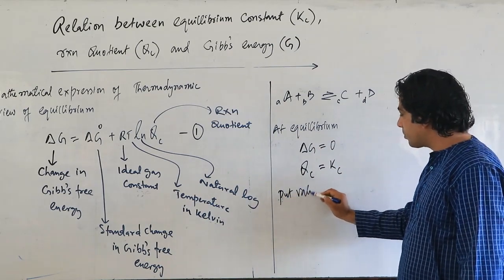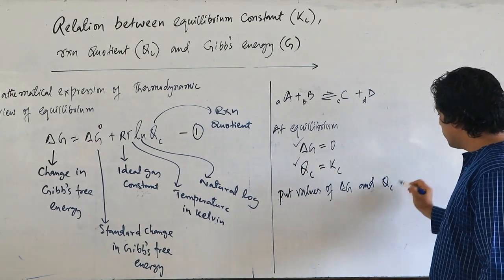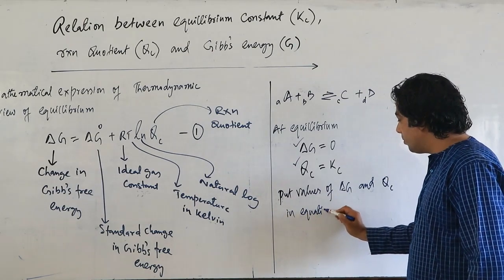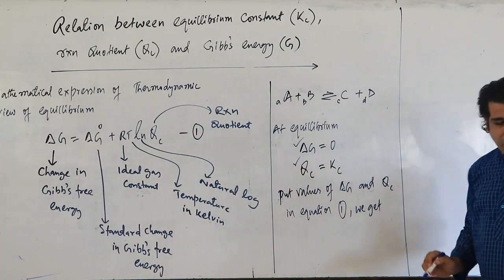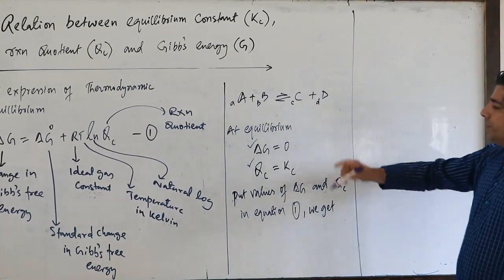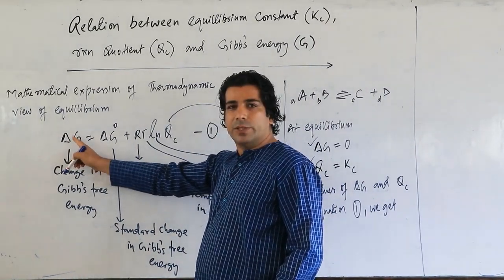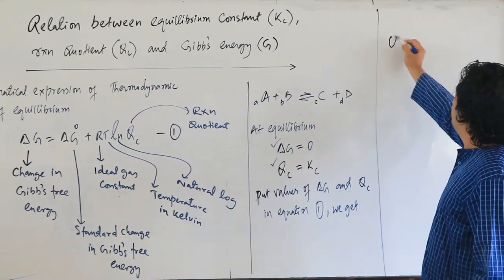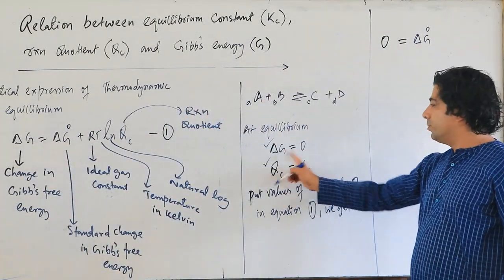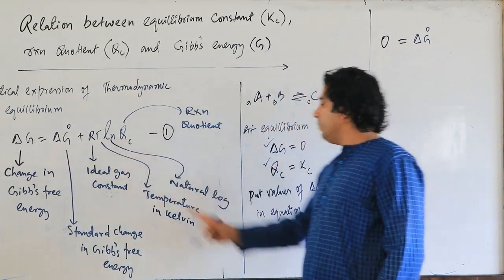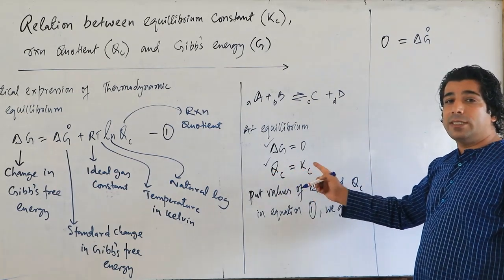Put the values of delta G and QC in equation 1. Have a look, my dear friends. Can you please focus right up here? We know that delta G is equal to 0, so this term will become 0. Delta G naught is not 0; only delta G, the change in Gibbs free energy, is 0. Now what about QC? QC will become equal to Kc, that is the equilibrium constant. The reaction coefficient will become equal to the equilibrium constant at equilibrium.